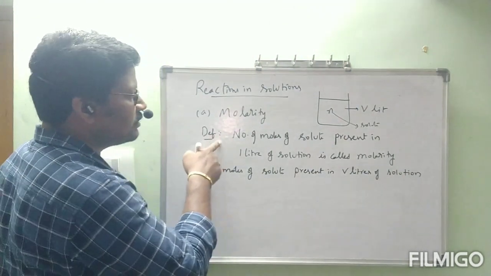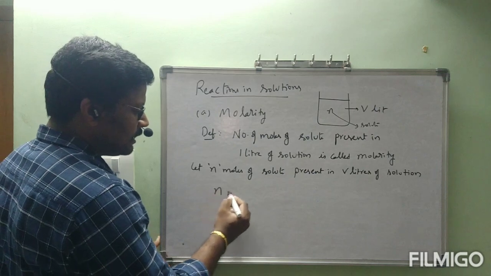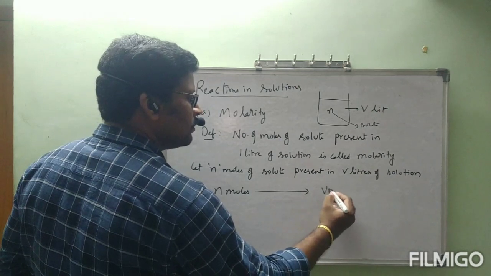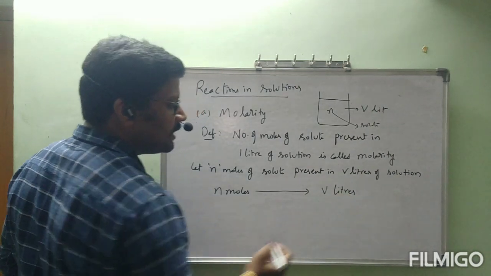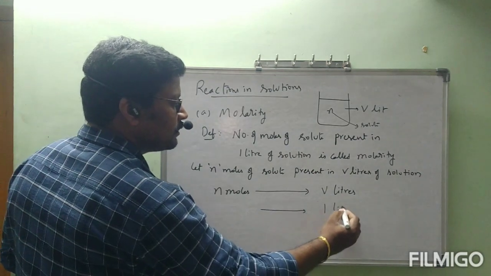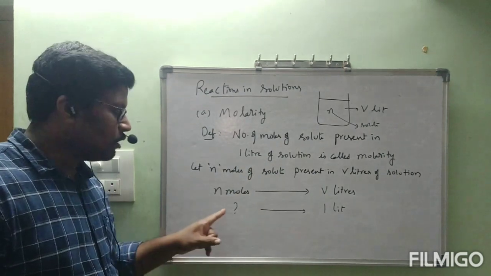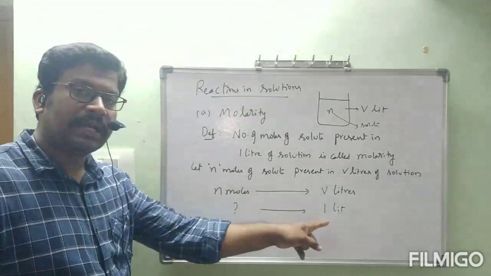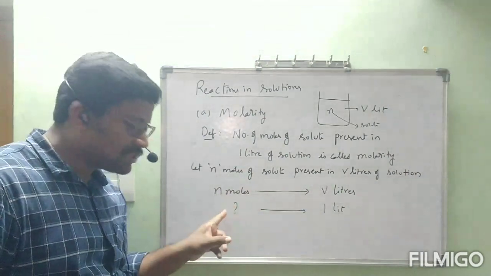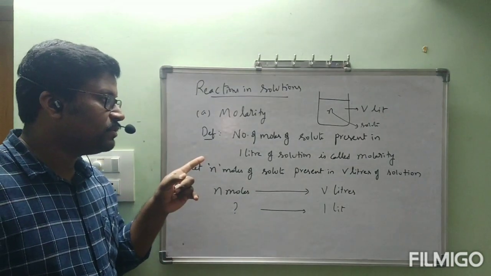But what is our definition? Number of moles of solute present in 1 liter of solution. Okay, let us write n moles present in V liters of solution. The definition says, in 1 liter, how many moles of solute are present? That question mark is nothing but molarity, because by definition it is the number of moles of solute present in 1 liter of solution.